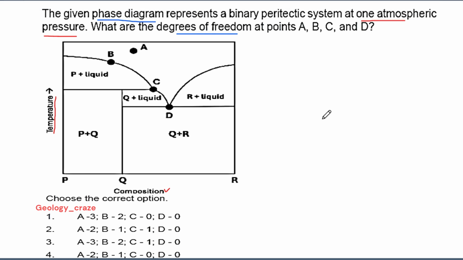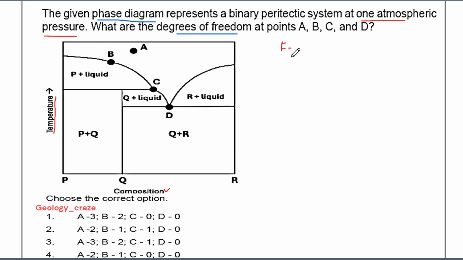So now we will write what formula we will use. F is equal to C minus P plus 1. Now the thing is clear why we are using only one intensive variable, that is temperature, and one is fixed. So this formula we will use, and F is degree of freedom, C is component, and P is phase.